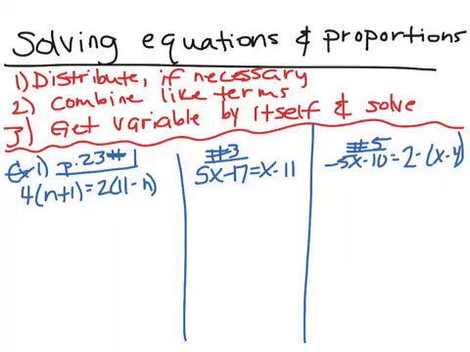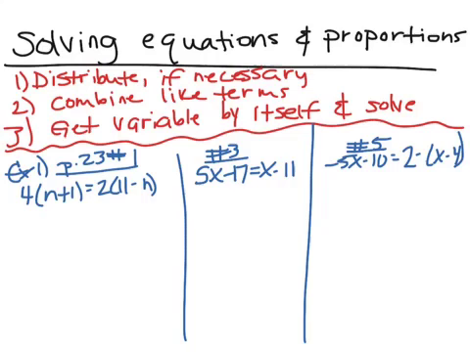Alright, now we're going to look at solving equations and proportions. We're going to do solving equations first because solving proportions is the same thing with one additional step. So the first thing you have to do is distribute if necessary. Then you have to combine like terms. Then you need to get the variable by itself, and then you would solve.